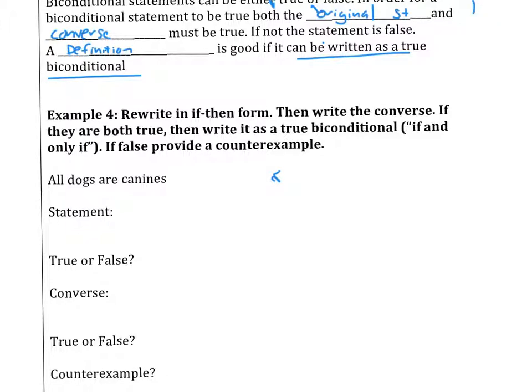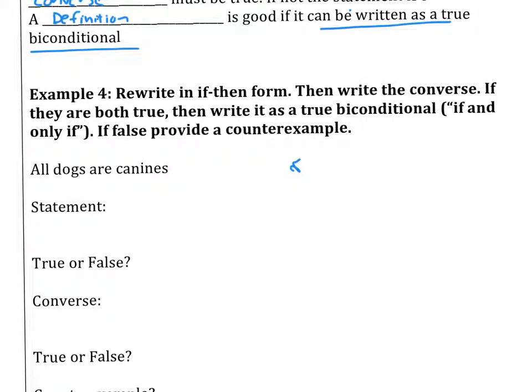So take a moment now to do example number 4. Rewrite in if-then form, then write the converse. If they're both true, then write it as a true biconditional, if and only if. If it's false, then just provide a counterexample. So all dogs are canines. So again, our subject is dogs, our predicate is canines. So let's turn that in. If an animal is a dog, then it is a canine.